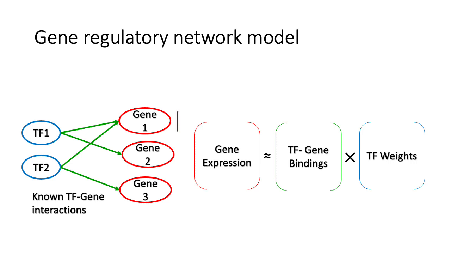So in this example here, if I see that gene 1 and gene 2 are both upregulated, but gene 3 is downregulated, I would look at what these have in common, which is transcription factor 1, and I would say that this would get assigned a higher weight in our model than transcription factor 2.